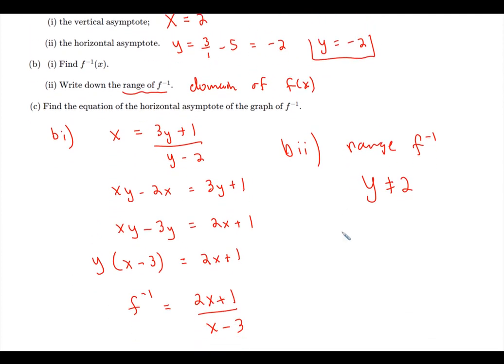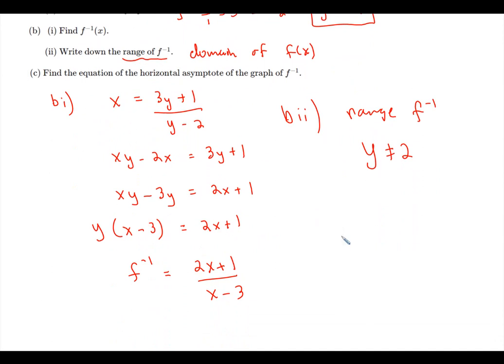And then part C, find the equation of the horizontal asymptote of the graph of the inverse. So if you take a look at the graph of the inverse, the horizontal asymptote, we're looking at the x values right here. Since the exponents for the x values are the same, the coefficients will give the horizontal asymptote. So you're going to end up with y is equal to 2 over 1, which equals 2. So y equals 2 is the horizontal asymptote of the inverse function.